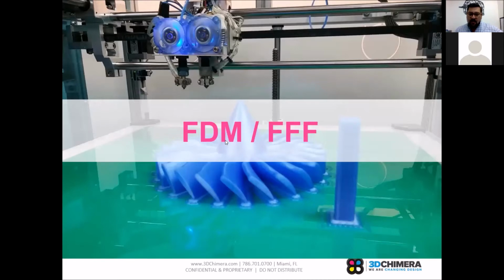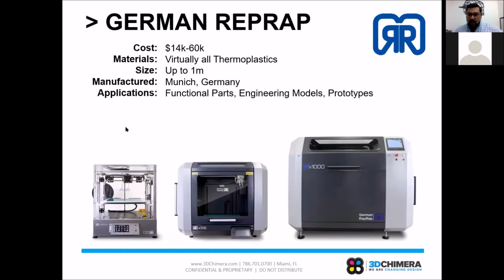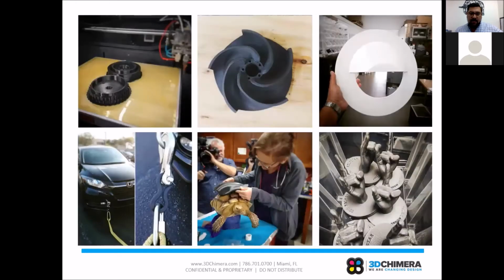So to focus on the FDM, FFF space, the main product line that we have in this space is going to be the German REPRAP 3D printers. Fundamentally, they have three models that vary in size, kind of like big, bigger, and super giant, if that works. So a little bit later today, I'll hop into a live session and walk you around our shop so that you can see those machines in person. And I'll show you a couple examples of parts that we print off of those.